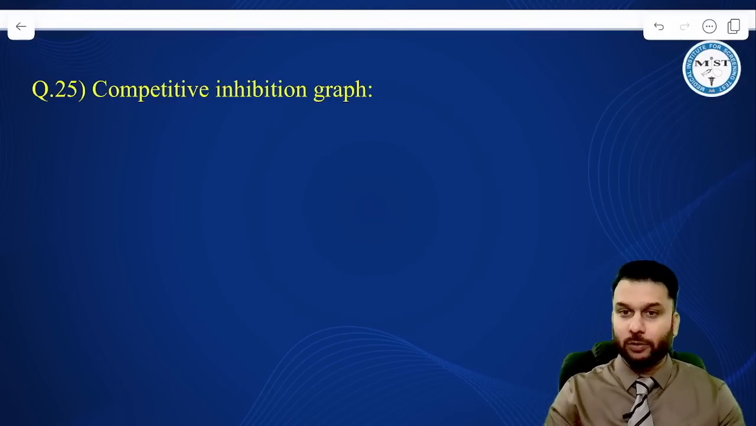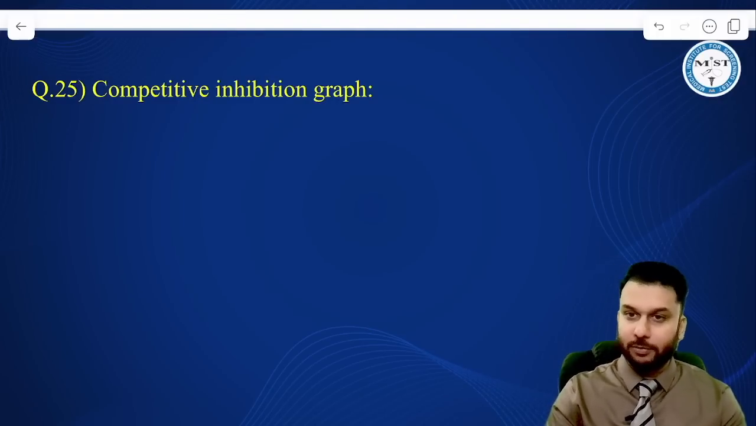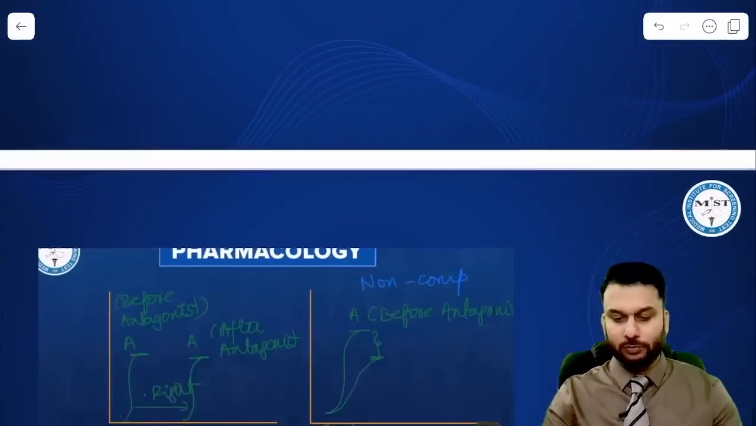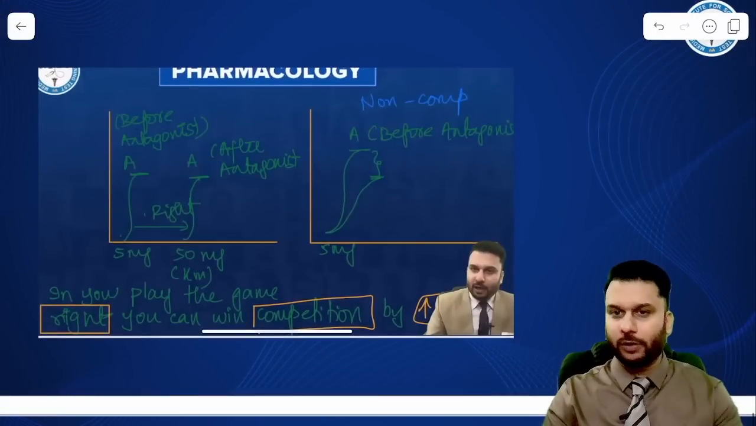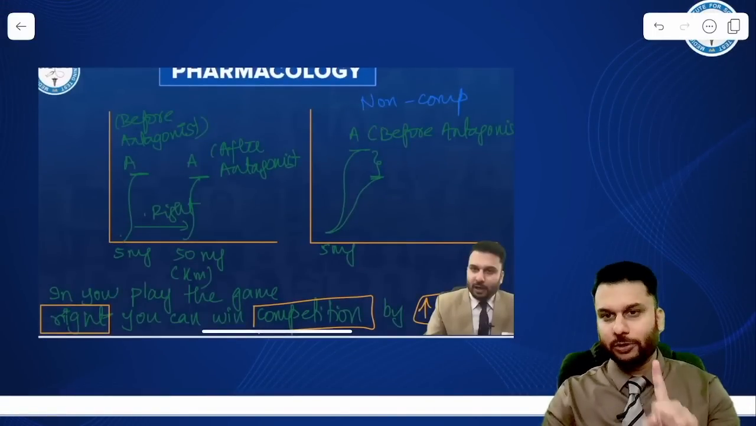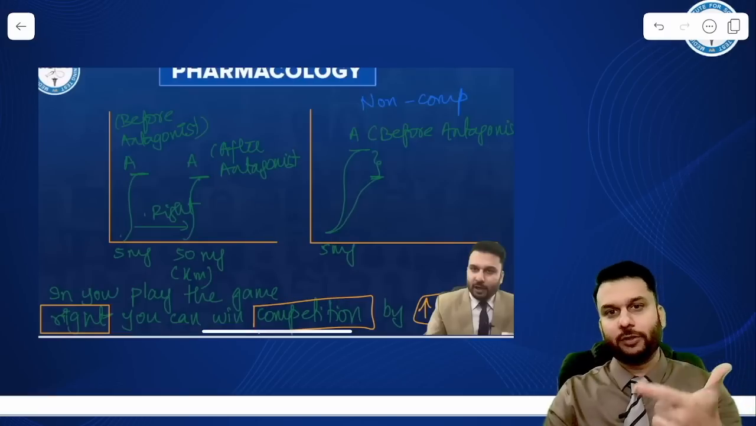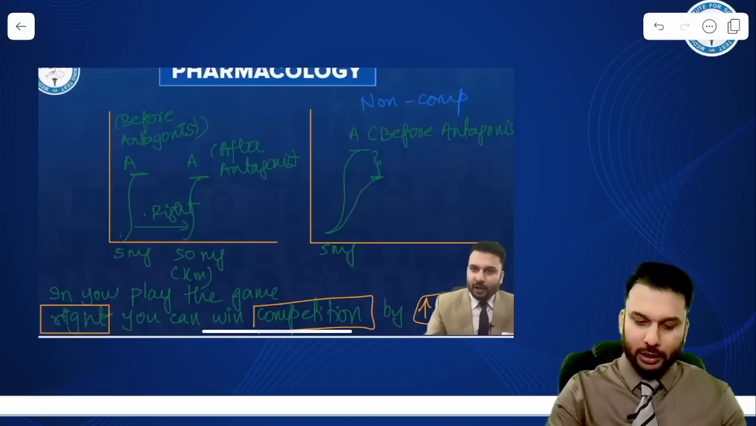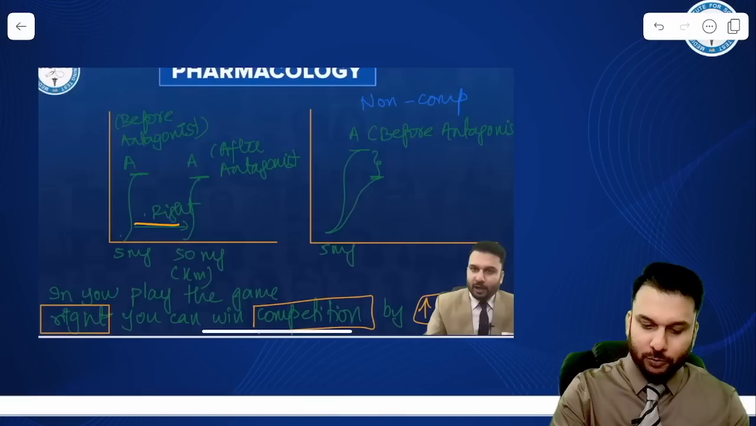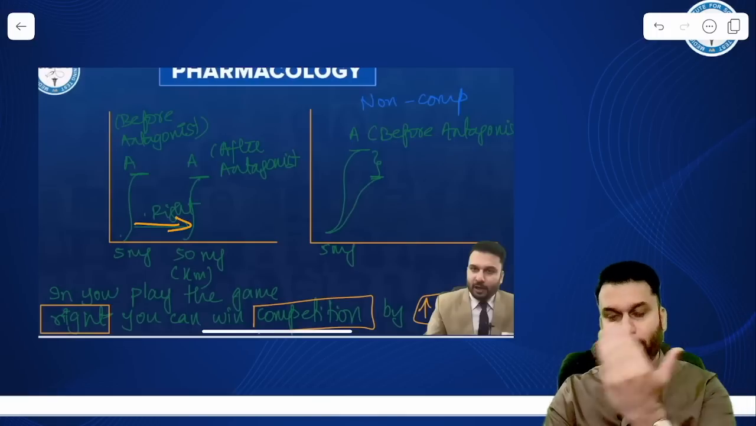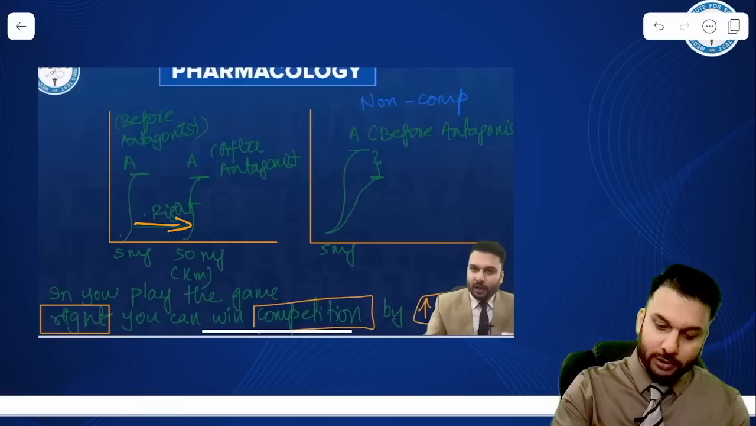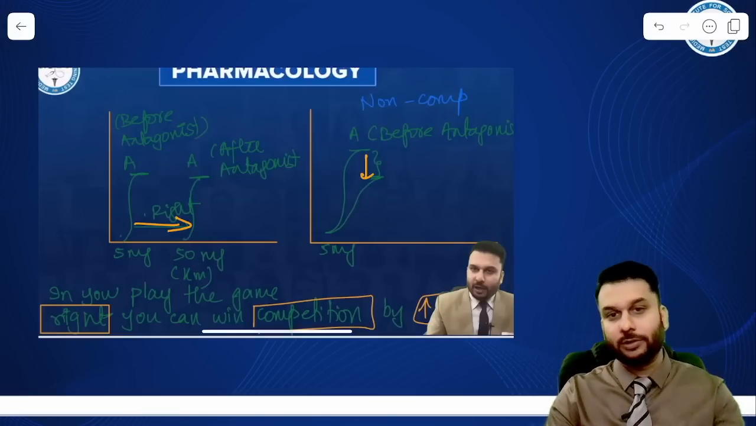Next, I was told that there was a question on a competitive inhibition graph. So, I'm not going to re-explain this again, but you can see I've told you this question will come, either competitive or non-competitive. In the competitive, you can see I have shown very clearly the graph will shift towards the right, and in non-competitive there will be a shift downwards.